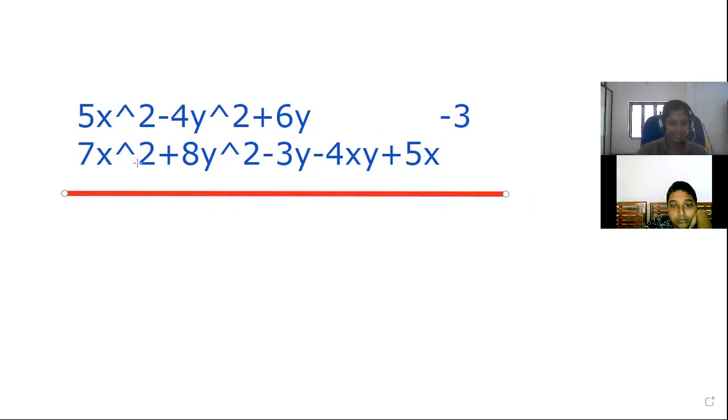5x square minus 7x square, or 7x square minus 5x square. Even if we subtract in the opposite order, it is no problem. Here in the textbook it is subtracted the other way around, that is 7x square minus 4xy. What is the question? Subtract 5x square minus 4y square plus 6y minus 3 from 7x square minus 4xy. So first of all, we have to write this here.